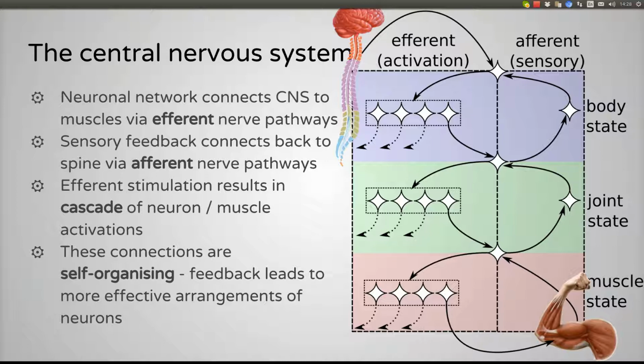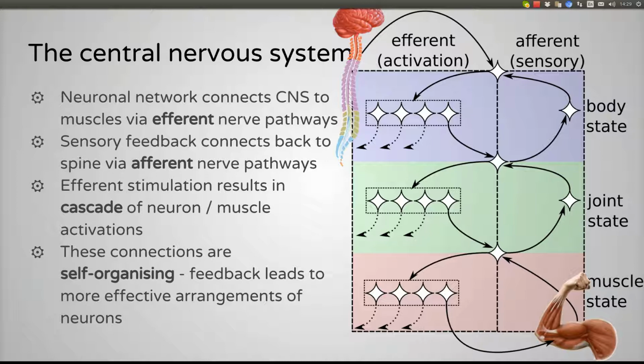Okay, so the states of the body, the states divide the different layers, if you like, of the neuron and synapse pathways. So one would define the state of the body, and then if you drill down further, it's the state of the individual joints, and then of course you have the muscle state, which defines the individual muscle activations. And what's important about this diagram is that you see both there's a downward pathway, which is the efferent or activation pathway, and then there's the afferent or sensory pathway, which feeds back up the chain all the way back to the central nervous system.